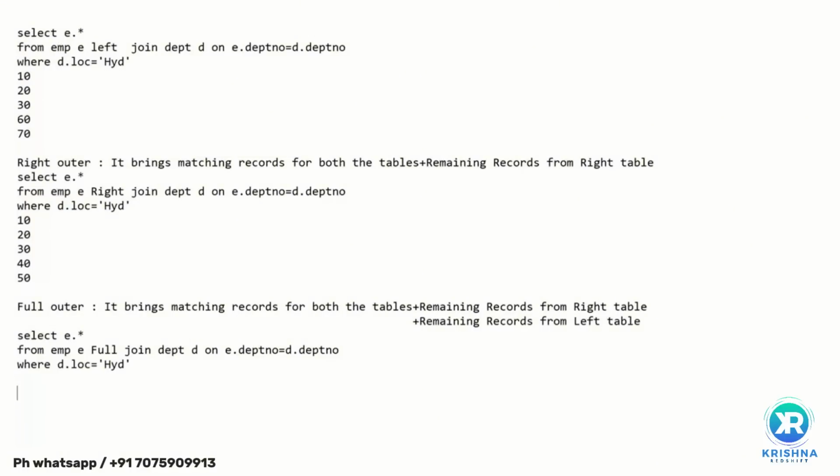10, 20, 30, 40, 50, 60, 70. Yeah, that's right. So basically, this is the inner join result. 40, 50 will give the right outer join result, and 60, 70 will add the left outer join also. So that's the total full outer join.